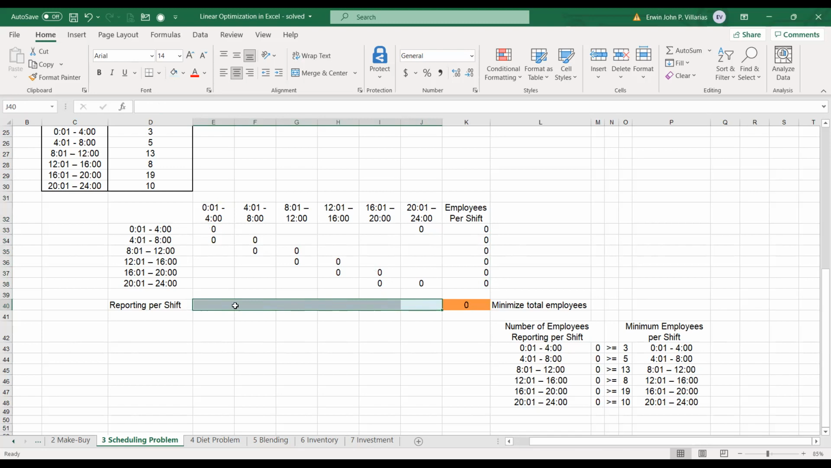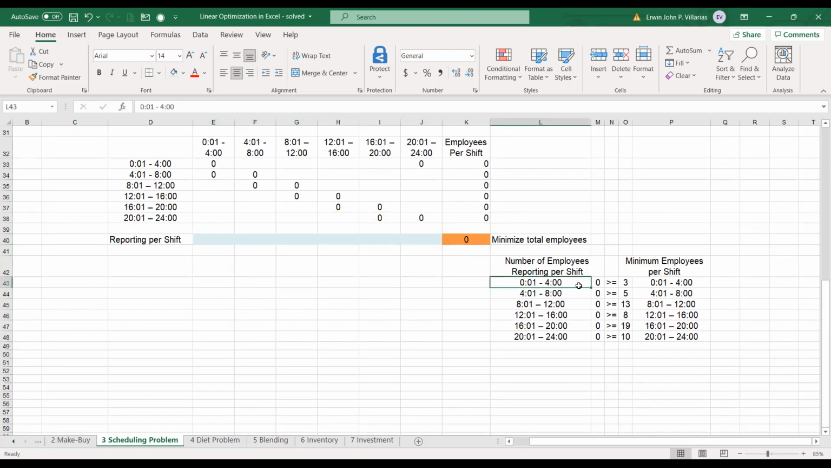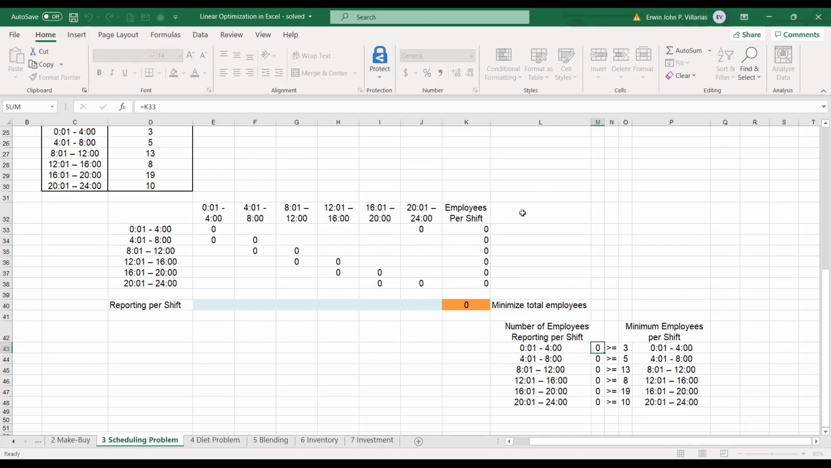Here at the bottom are the constraints. This refers to K33, which is the total of employees present on a particular shift. Here we see that those who will be reporting in schedule 1 and schedule 6 will be the ones counted for the first shift, and in schedule 2, those who will be reporting in schedule 1 and schedule 2 as well.